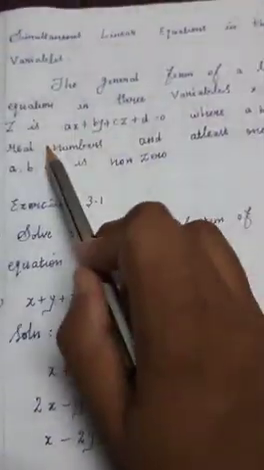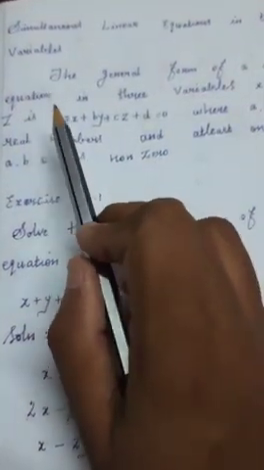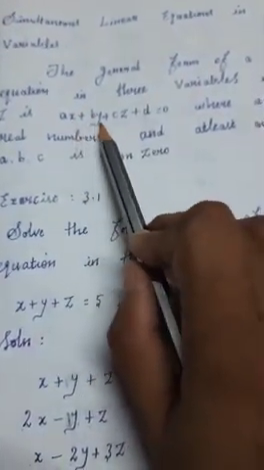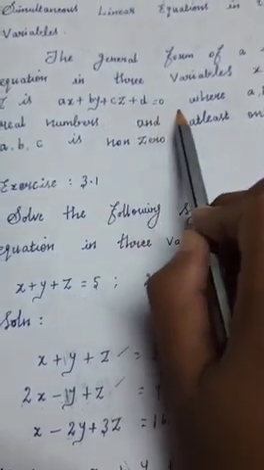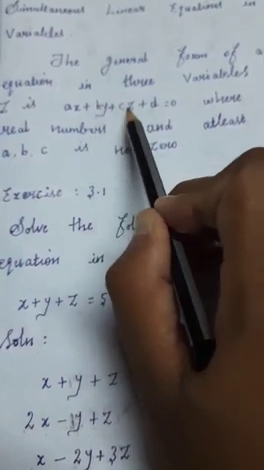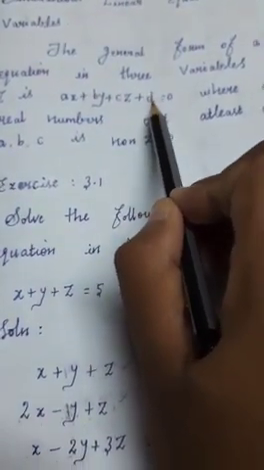The general form of a linear equation in three variables x, y and z. Okay, so the variables are x, y and z. So this is the general form: ax plus by plus cz plus d is equal to 0. Here the variables are x, y, z. D means that is the constant term.